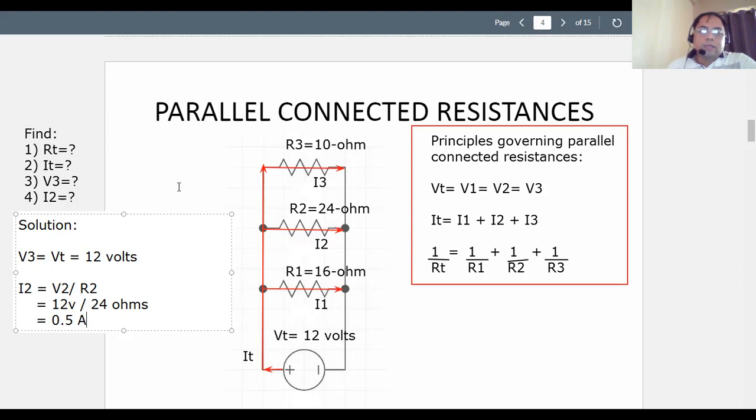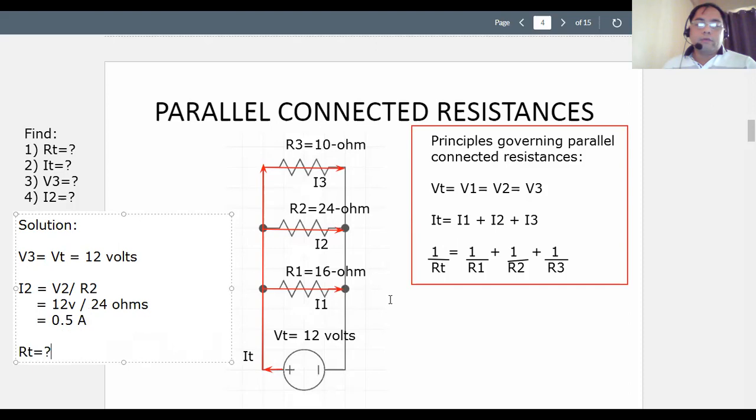So if I2 can be determined, then therefore I3 and I1 can be determined, and then we can do the addition of these currents and eventually find the total current, I sub t. But that's one way of doing it. Let's look at another approach, by using the total resistance. Our goal is to answer question 1 next, so let's try to find the total resistance. And of course, when we get the total resistance, we will use the reciprocal principle.